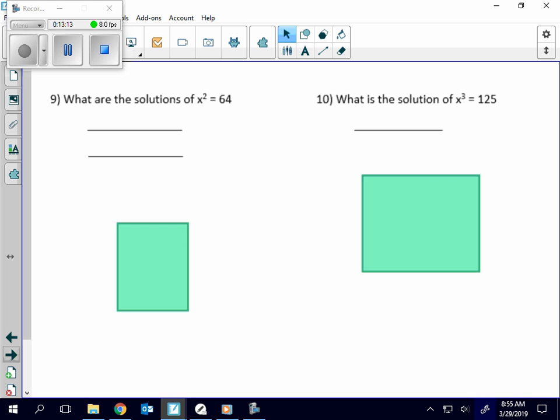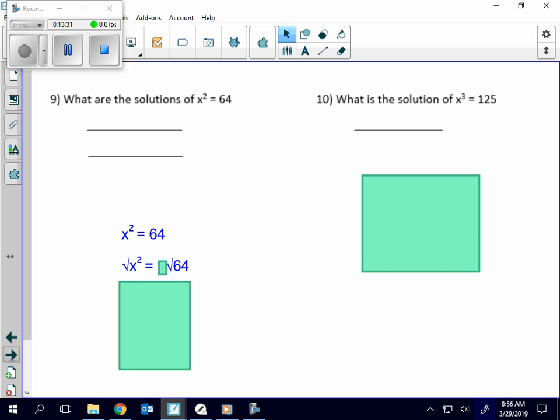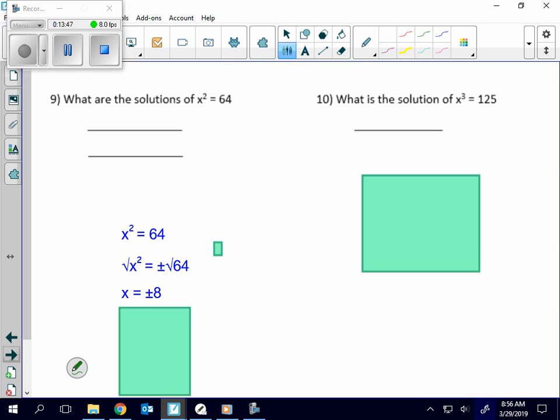All right, number 9, what are the solutions of x squared equals 64? So I rewrote the equation. I need to get x alone. The opposite of squaring is square rooting, but if I square root one side, I must square root the other side. And I have to remember something else. This is algebra speak for we're going to have two answers. I need to add the plus and the minus to the square root of 64. And I get x equals 8, and it also equals -8.